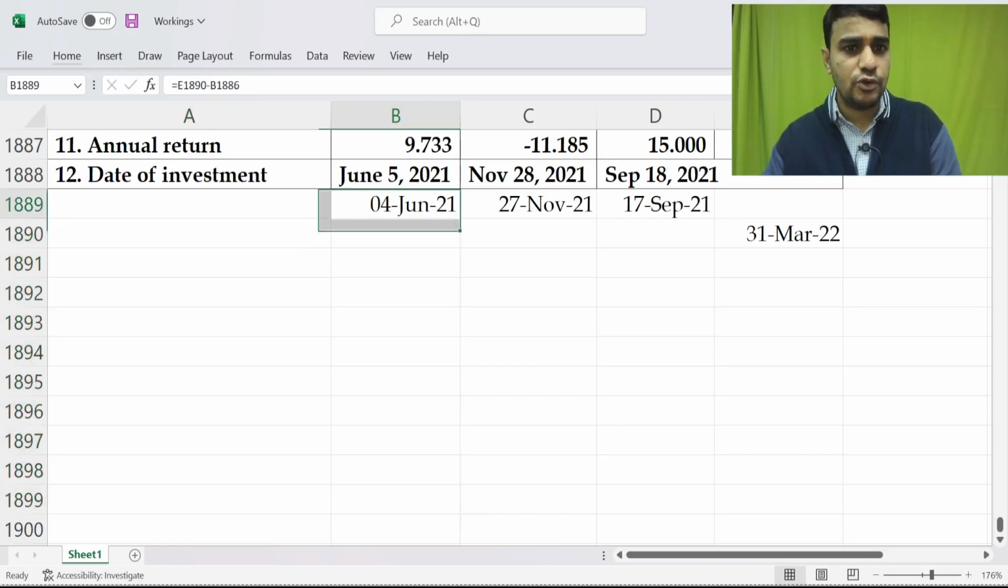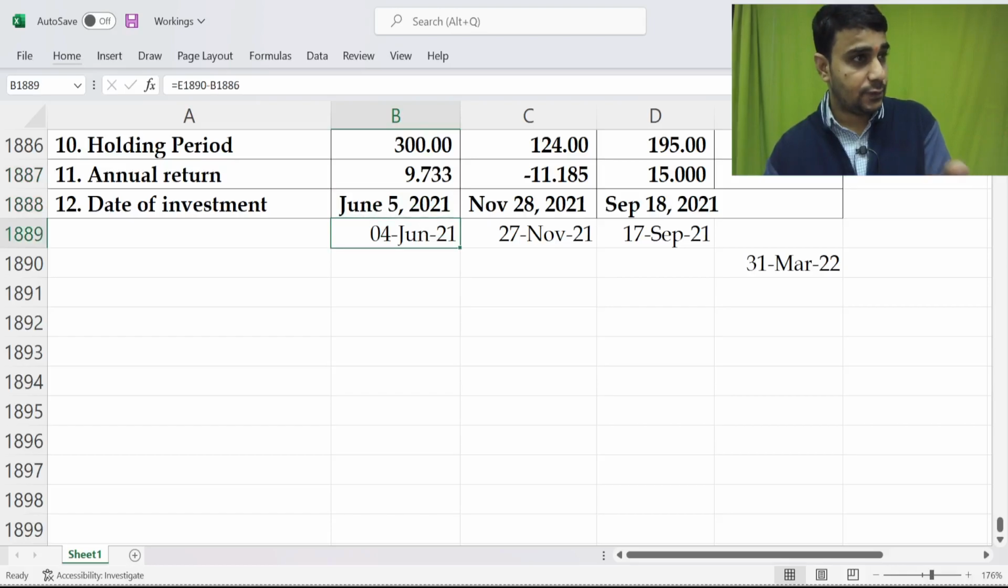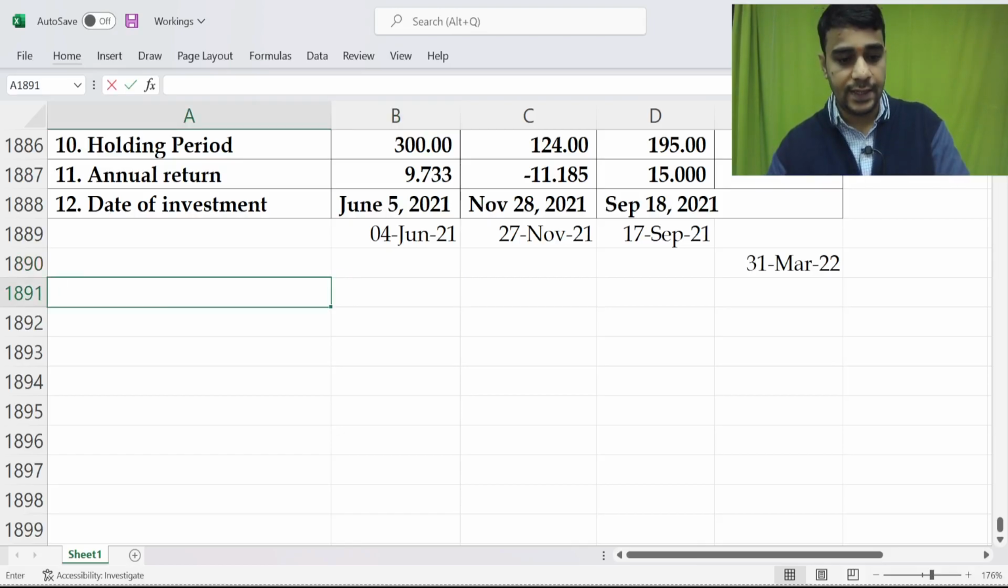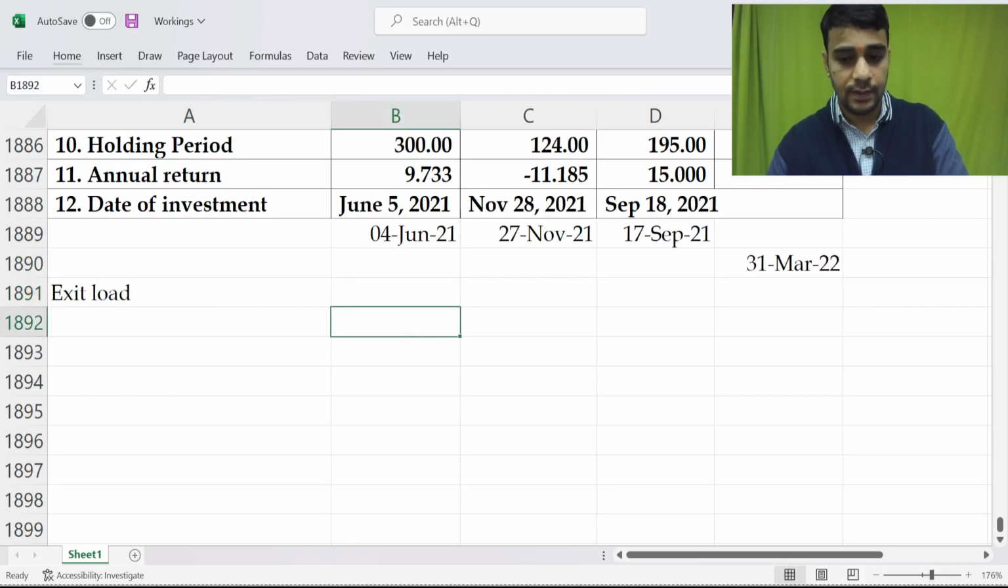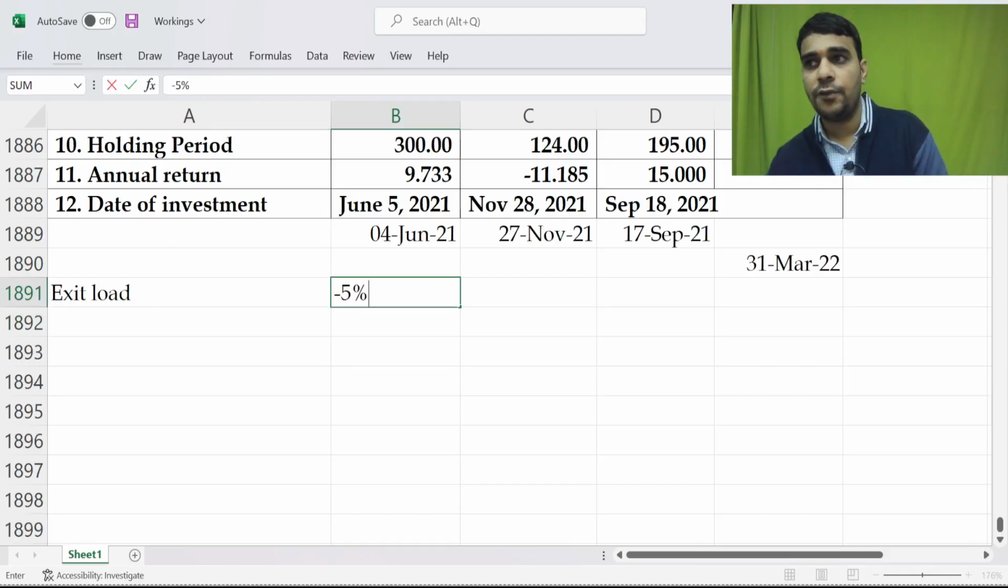In the first mutual fund, I am earning a return of 9.733%. The last mutual fund gives 15%. Obviously, 15% is better. Now, the issue is if you exit within a year, you will have to pay an exit load. The exit load is negative 5%. I have to pay an exit load of negative 5%.